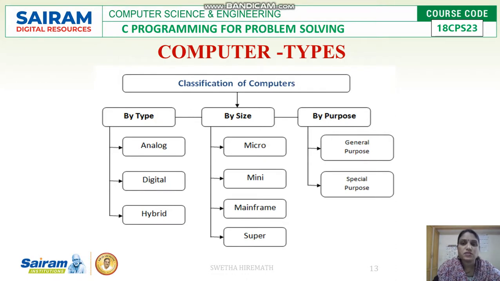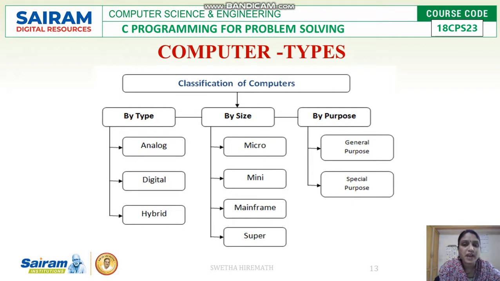Based on the utilization, like where they are being used, what is the capacity of a computer and what is the size of a computer, we are going to differentiate the computers into different types. In the diagram you can see the classification of computers based on type, based on size and based on purpose. First is by type. We are going to differentiate the computers based on the type as analog computers, digital computers and hybrid computers.